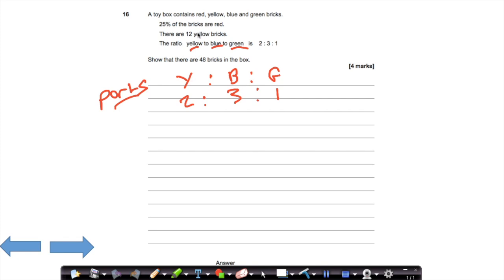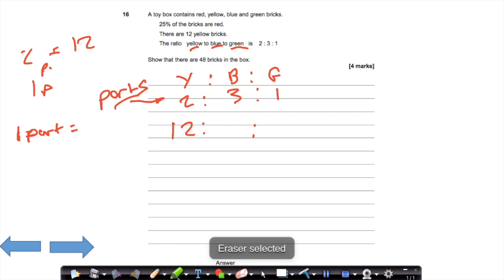So these are our parts here for our ratio. The yellow has 2 parts, but there are 12 yellow bricks. So yellow has 2 parts, and there are 12 bricks. Well, if we find out how many bricks are in 1 part, so 1 part equals what? 2 parts is 12, so 1 part, if we half it, will be 6. So 1 part is 6, and that is really important.